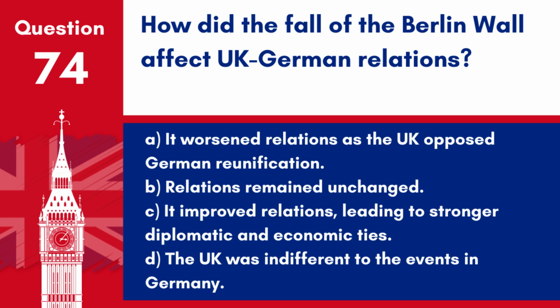Question 74. How did the fall of the Berlin Wall affect UK-German relations? A. It worsened relations as the UK opposed German reunification. B. Relations remained unchanged. C. It improved relations, leading to stronger diplomatic and economic ties. D. The UK was indifferent to the events in Germany.